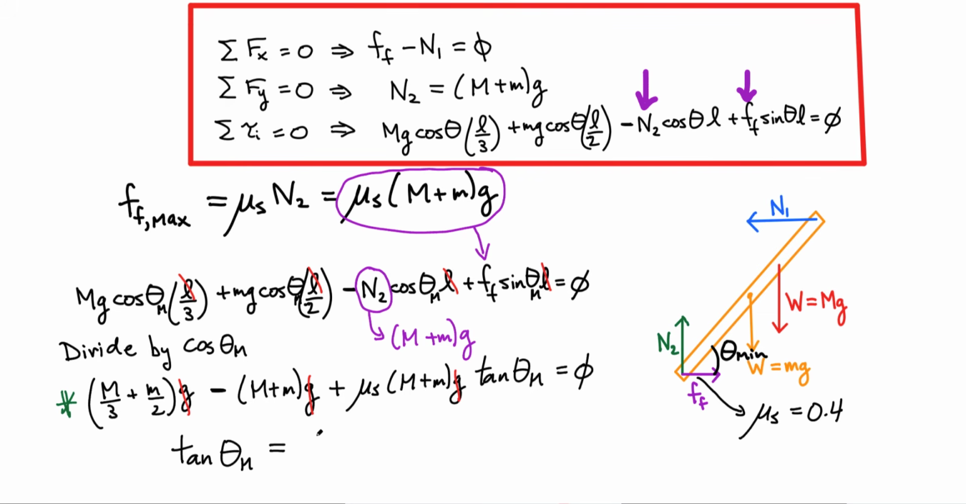I'm going to bring this term on the other side. That becomes m plus M, the total mass. I have this term over here. That becomes a negative term if I bring it on the other side: M over 3 plus m over 2. And that's it for that term.